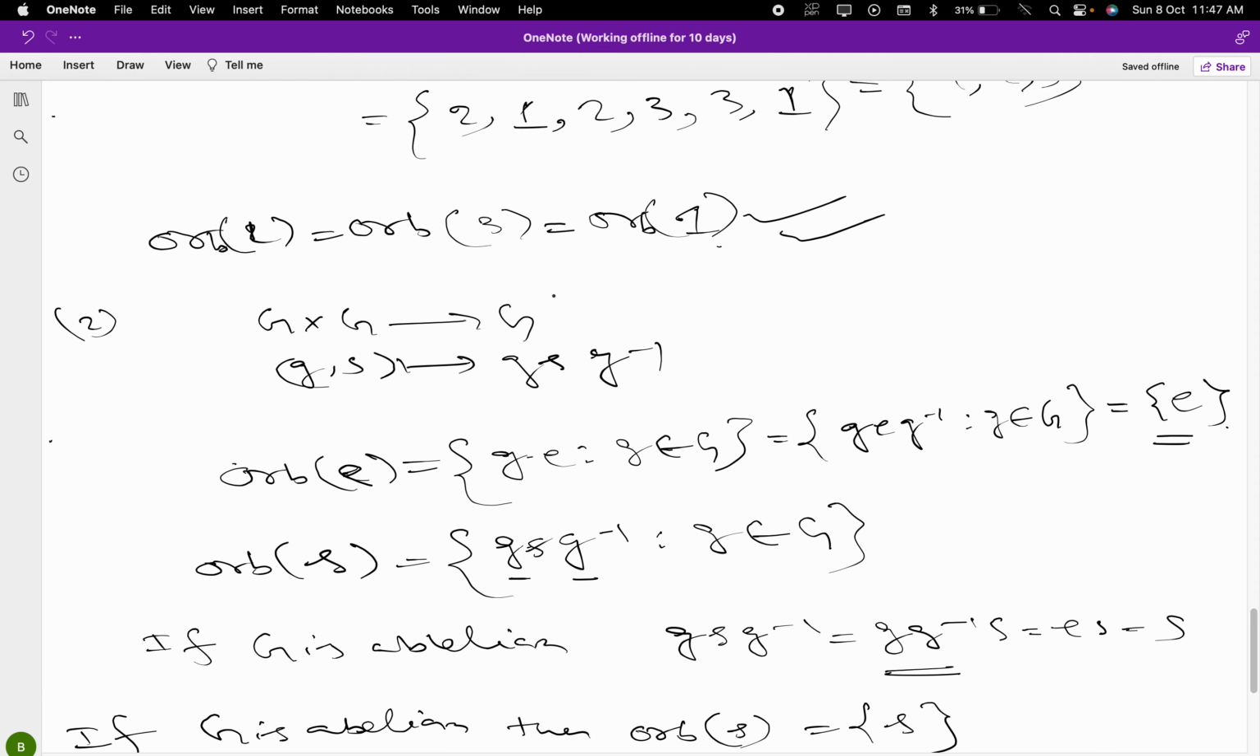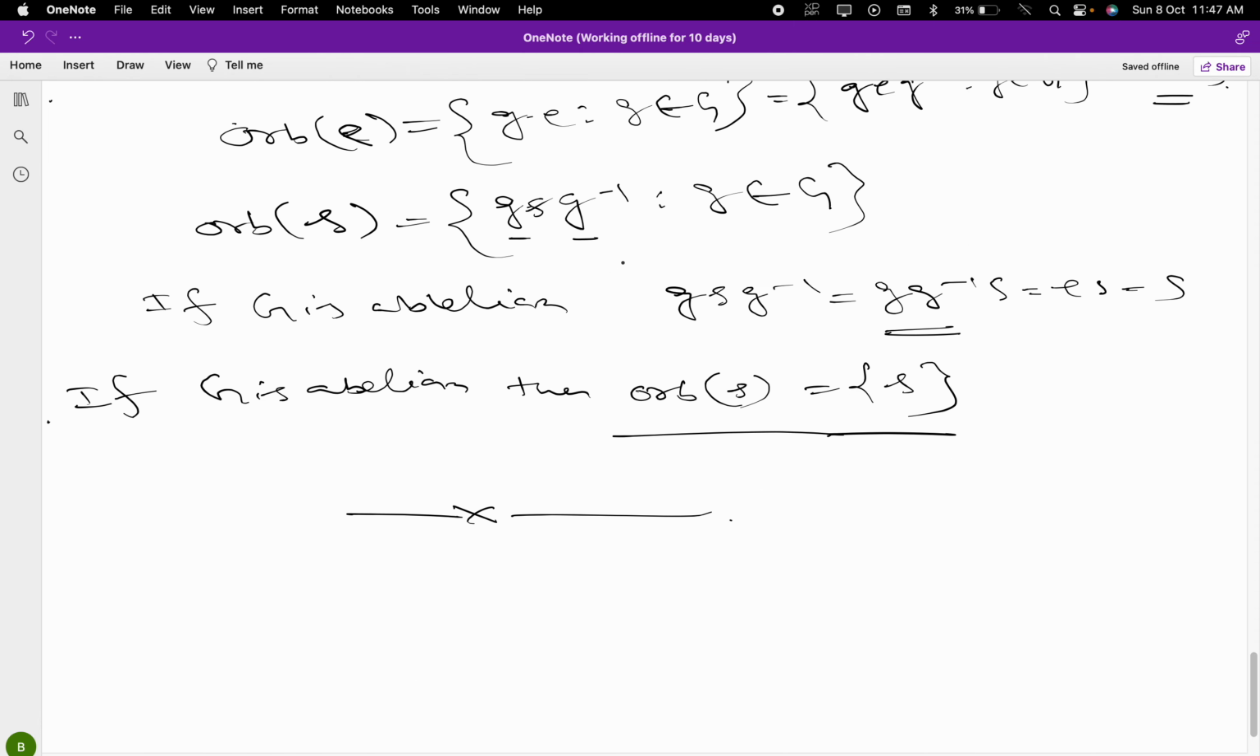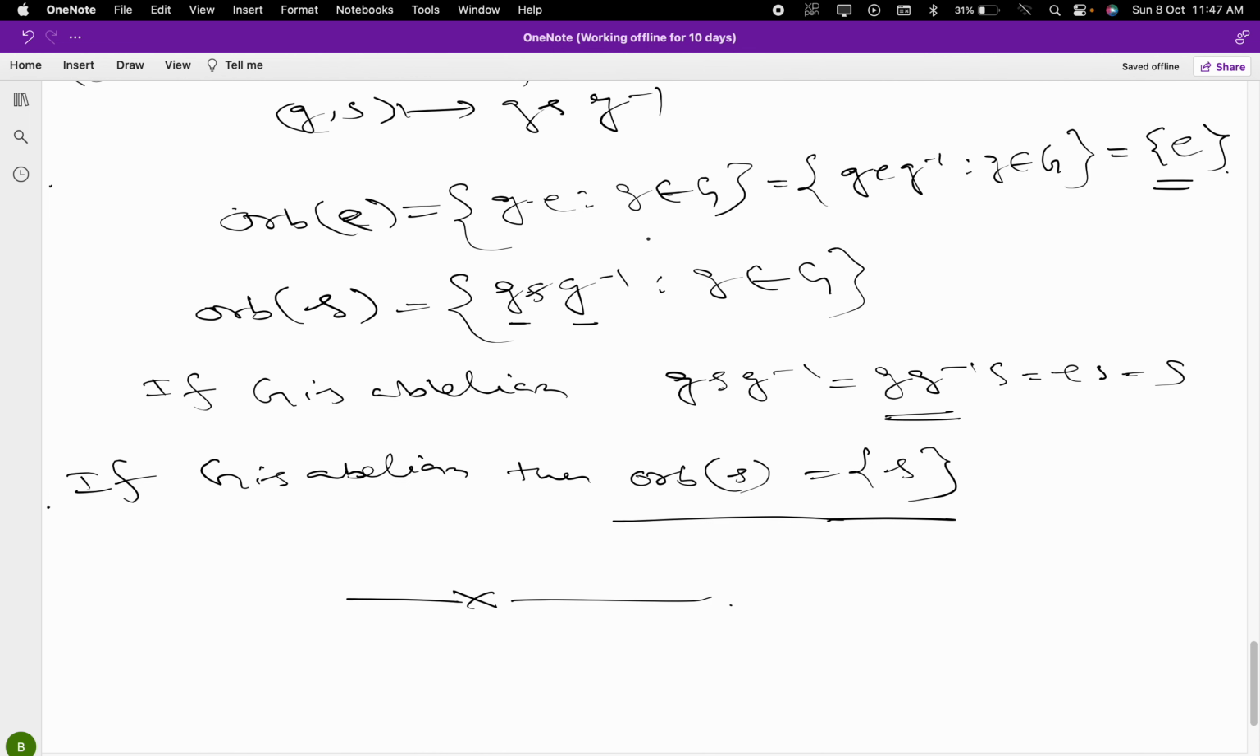We will meet in lecture 2, where we'll define the stabilizers and some more precise things about group actions, right? So I think this much is for today.